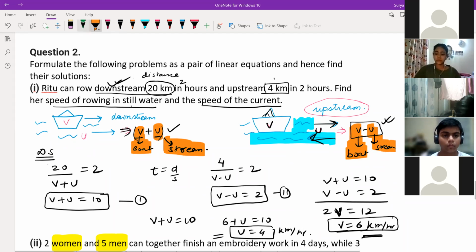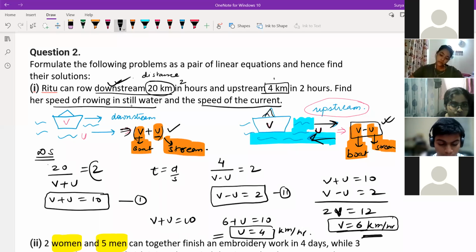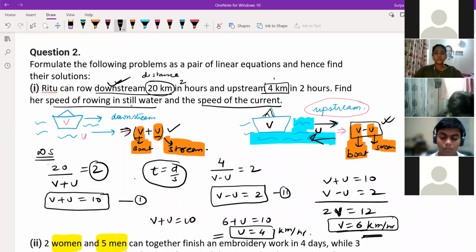Here the main consideration is if you are writing time, the time should be distance by speed only. This form should be there. This is most important. And next thing is boat speed should come first, then your water speed will come next. If you keep this much in mind, then you can do all the questions for downstream and upstream.